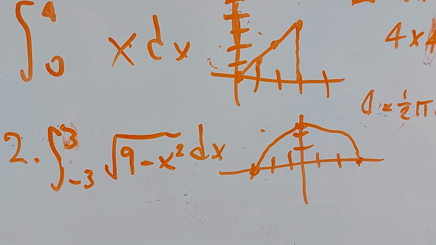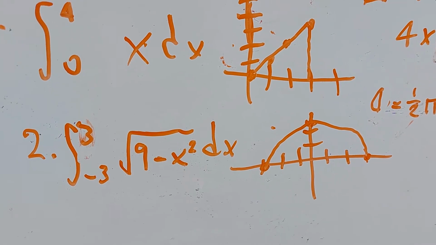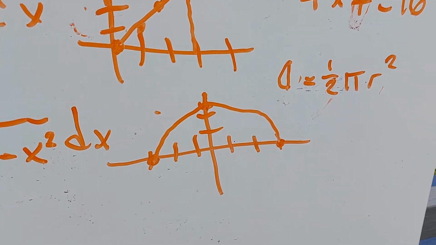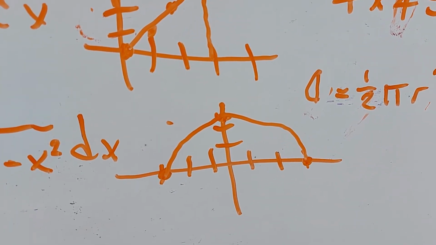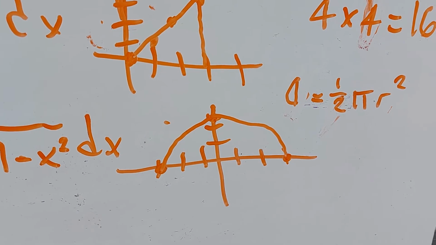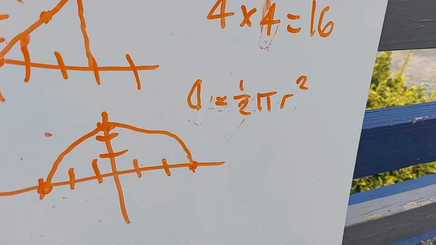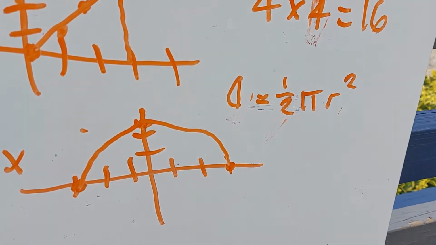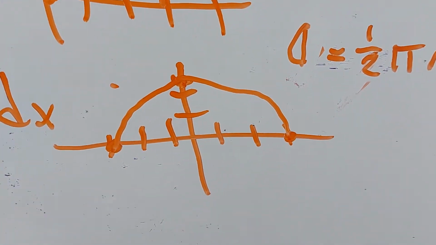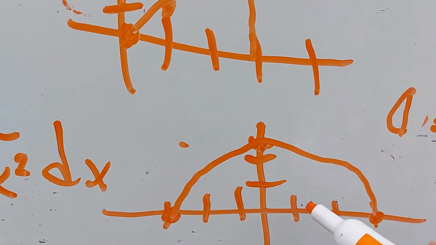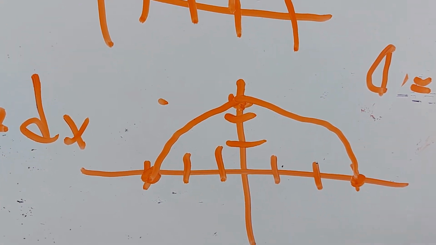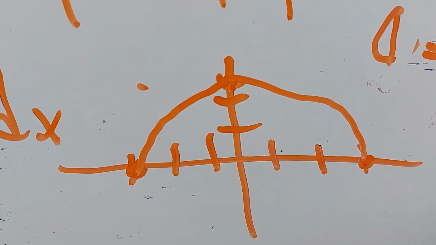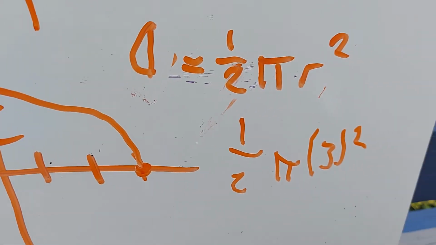For this problem, the bounds are 3 and -3, and the function is square root of 9 minus x squared. So on the graph, the function makes a semicircle on the bounds of -3 to 3. And to find the area of a semicircle, you use 1/2 pi r squared. And so here, the radius will be half of the diameter, which is 3. So take 1/2 pi times 3 squared.